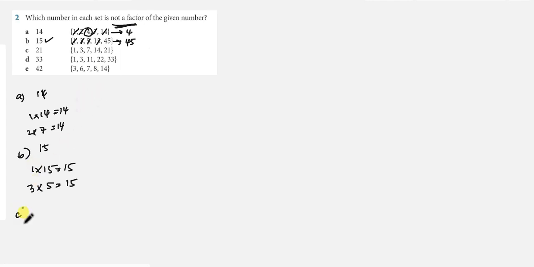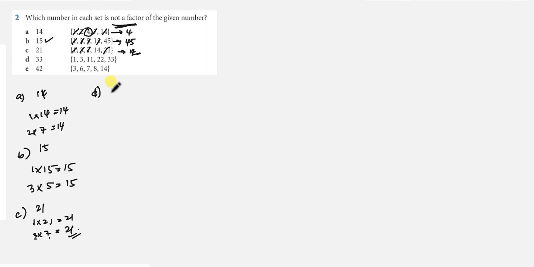Part C, we have 21. So 1 times 21 is equal to 21. 3 times 7 is equal to 21. So we have 1, 3, 7, and 21. So here the answer is 14. 14 is not a factor of 21.